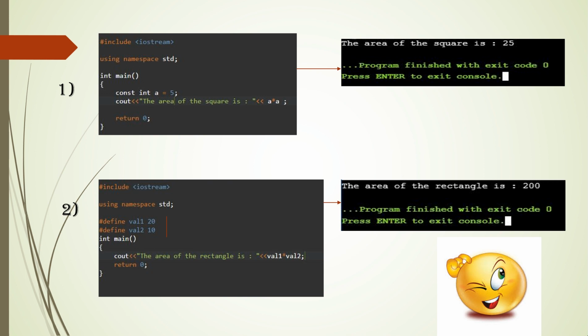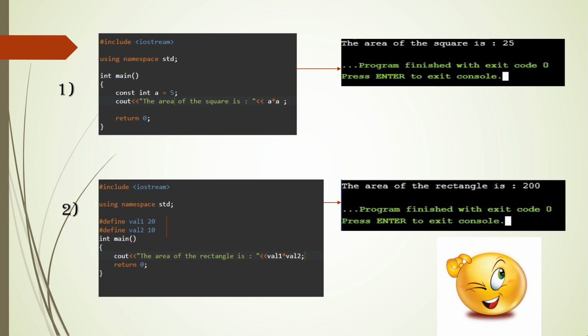Here in the first program, I have used the const keyword, and in the second one, I have used the hashtag define preprocessor. Let's look into the first program. When you are defining the constant by using a const keyword, it should be inside the main function. Here, I have assigned a value 5 to the variable a and made it constant. Then I computed the area of the square, that is a into a, and we got the result: the area of the square is 25.